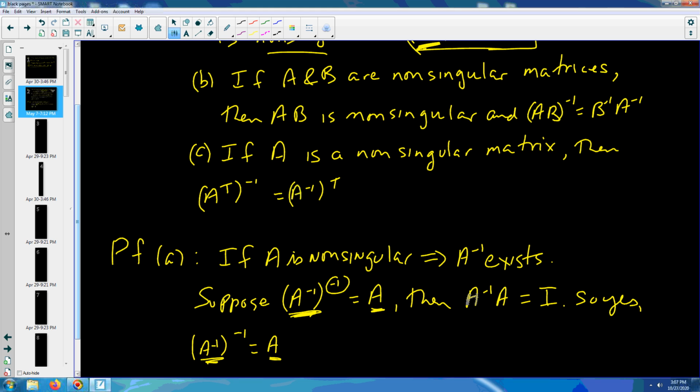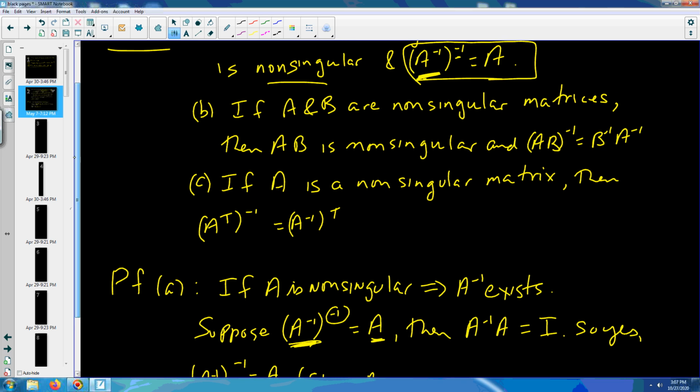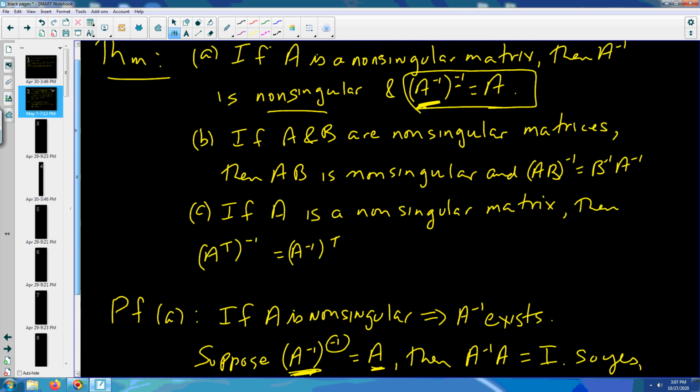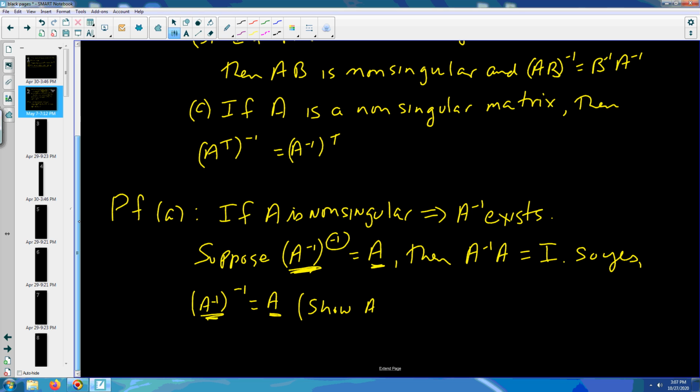Okay, and this also shows that A inverse is non-singular. Why? Because it has an inverse.